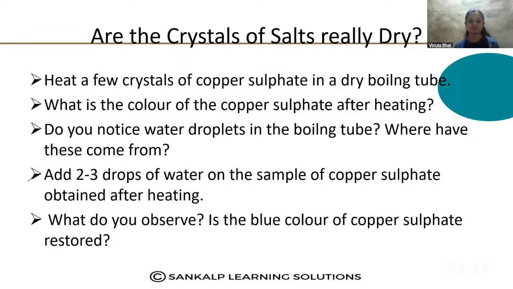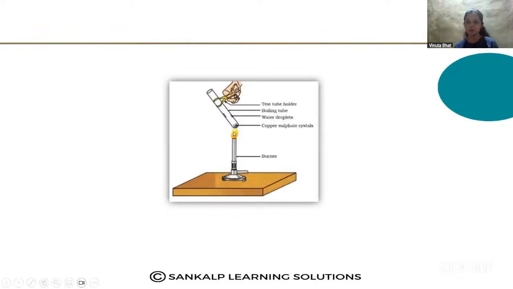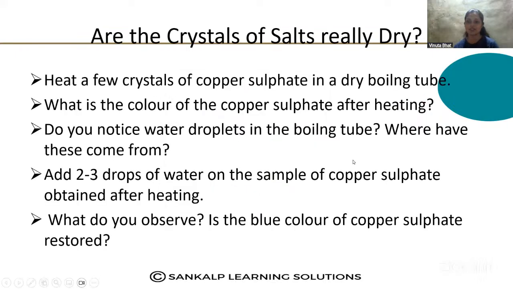So here, what is the color of the copper sulfate? That is commonly blue in color, right? The copper sulfate crystals should be taken in the test tube. So this is the test tube and burner. Using this test tube, just put the copper sulfate crystals, that is usually light blue, sky blue in color. When you heat the copper sulfate crystals, you can observe the change in the color. Okay, so what is the color?